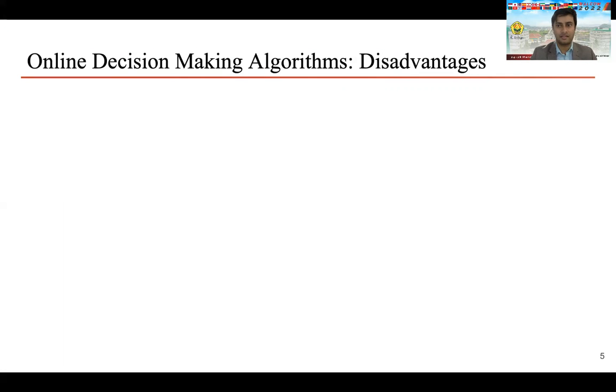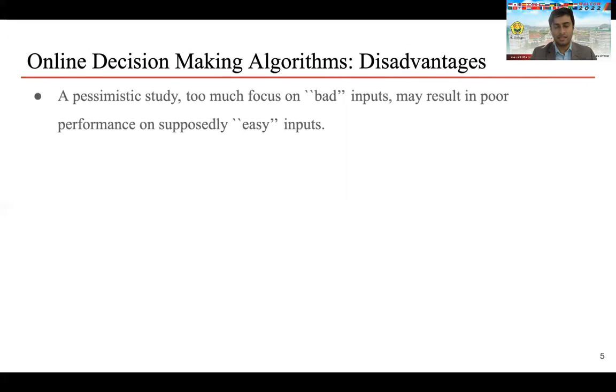Now, there are some disadvantages related to such design principles, or in general, online algorithms. Firstly, I would say this is a pessimistic study because we focus too much on some particular bad inputs. Our design principles take care of those inputs so that we do not perform poorly for them. And that may result in poor performance in other cases, which are supposedly easy inputs. So that is one of the disadvantages of online algorithms because of our evaluation and design strategy.